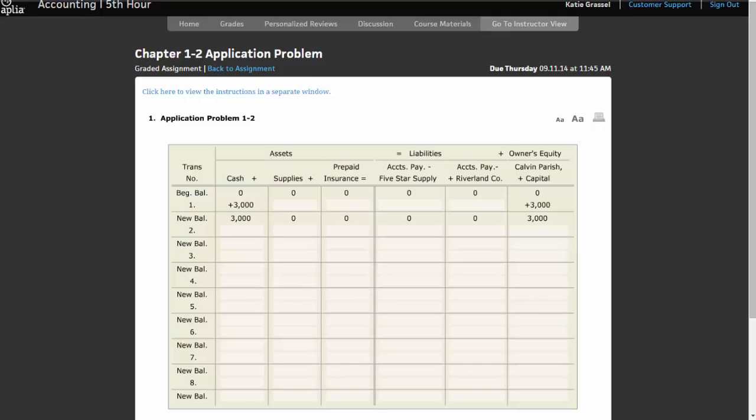Okay, so what I see is I have right here BEG-BAL, which stands for beginning balance. So it's saying before anything happened, the balance to all of these accounts is 0, which is why on the board, after I introduced the account, I went back up and put zeros on there for you. So for all of these accounts that we're using, cash, supplies, prepaid insurance, accounts payable 5-star, accounts payable Riverland, and Calvin Parish Capital, they start with 0. Then in the instructions, they give you the transaction.